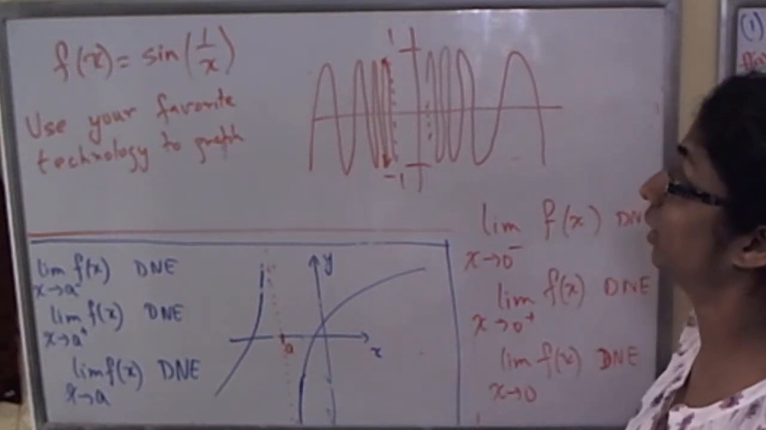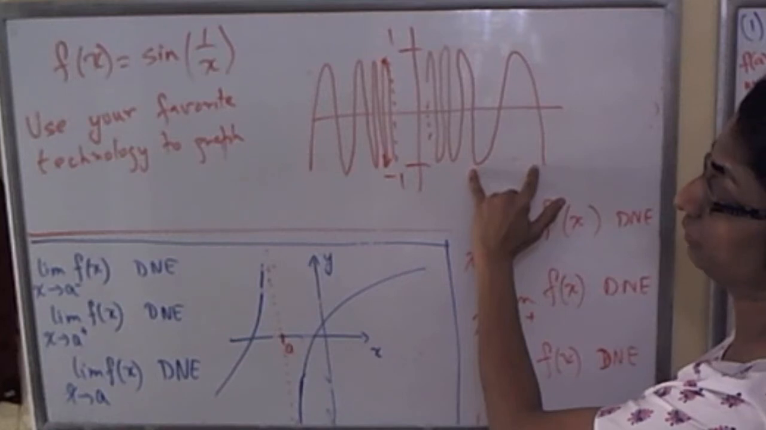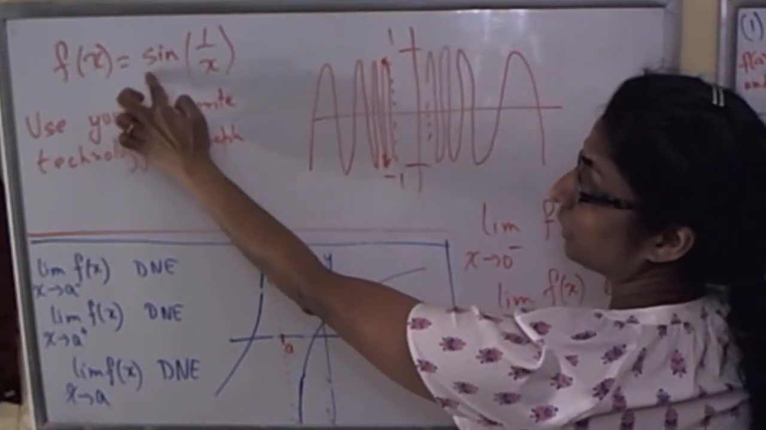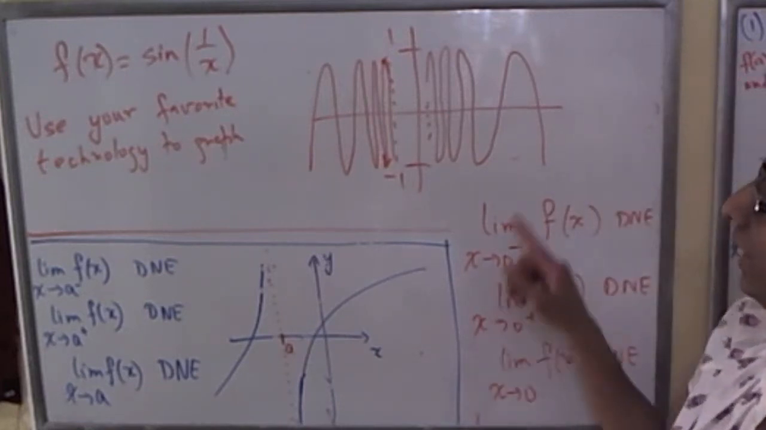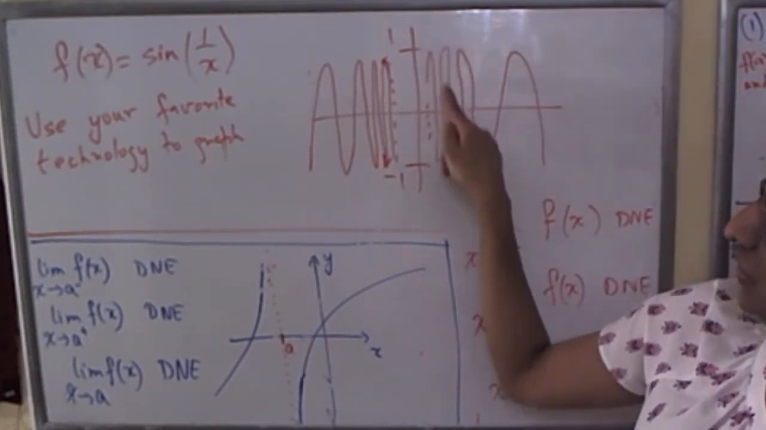So let's look at this graph. What do you notice? The functional values are always between -1 and 1. This is because of this sine. And you will notice this kind of oscillations.